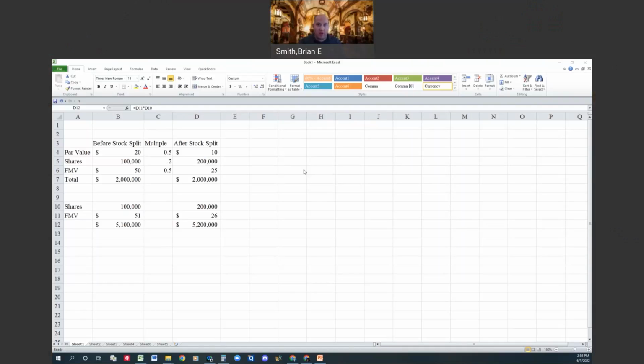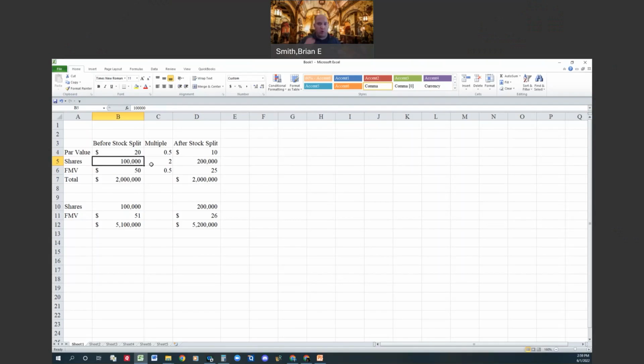All right, this is a Chapter 13 accounting snippet, and we are going to talk about stock splits. I use the same exact model. In fact, I'm using the exact same one I put in my video on how to do stock splits, okay? So this stock split is, we have a par value of $20, 100,000 shares. The fair market value is $50, and then the total amount for the company is going to be $2 million. We're taking the 20 par value times the 100,000 shares.